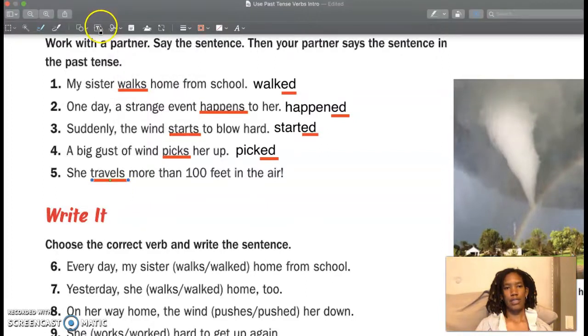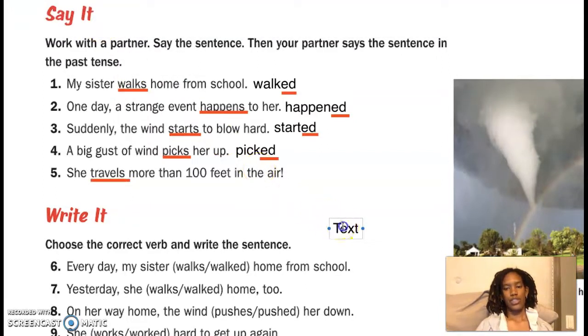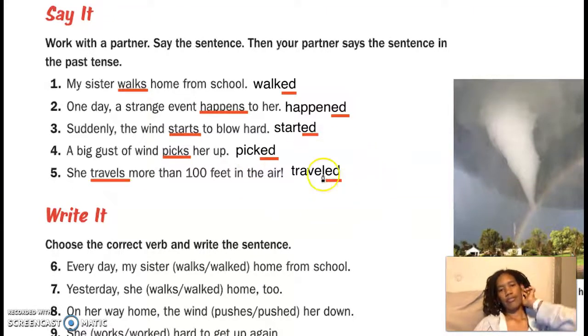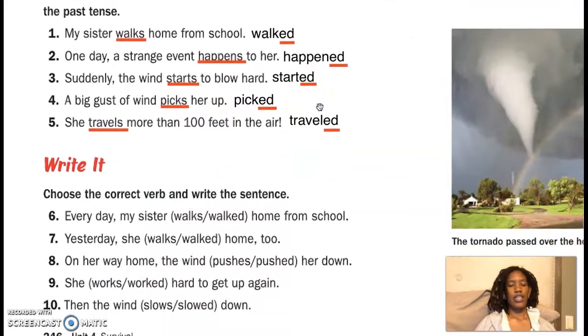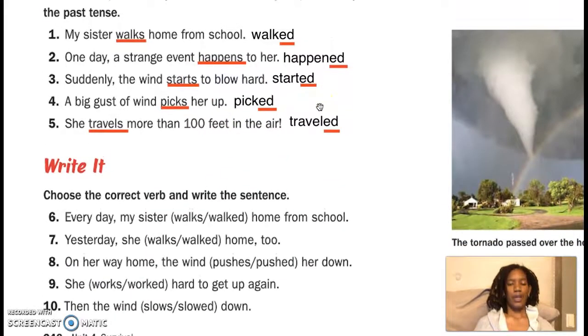And then, how do we change travels to past tense? You just do travel plus ed. And there you go. All right. Now, there we go. We change all of our verbs to past tense. Now here, choose the correct verb and write the sentence.